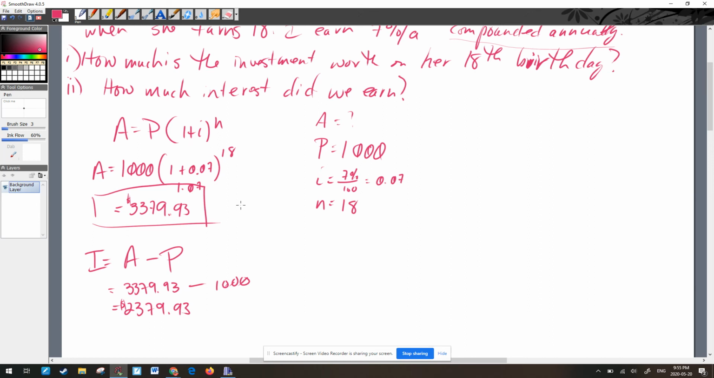Okay, it's amazing, and we're going to explore this, how big a difference the interest rate will make. We're going to get to that. Okay, so let's look at a second question.